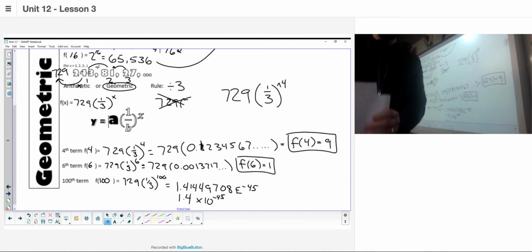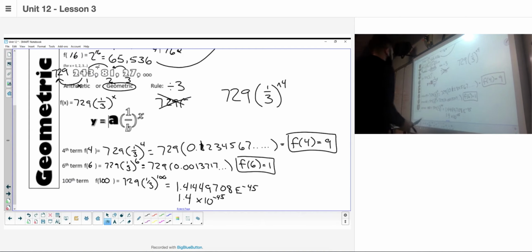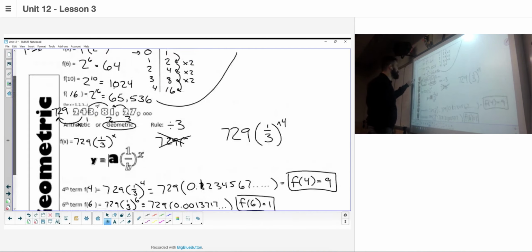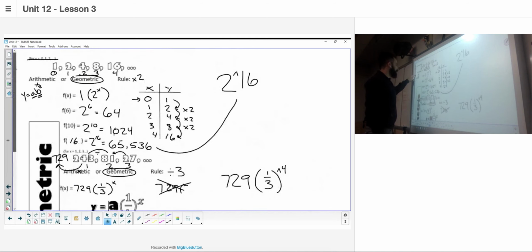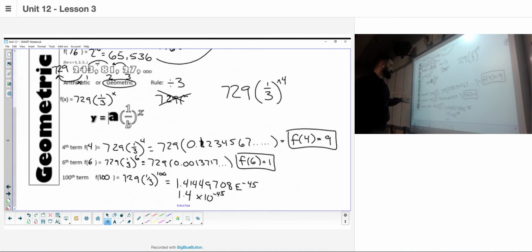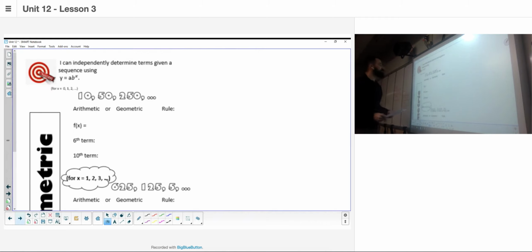That's geometric. The difference is remembering where our formula goes. If we're dividing, it's 1 over b. If we're multiplying, it's just b. Let's do one more. I can independently determine the terms given.